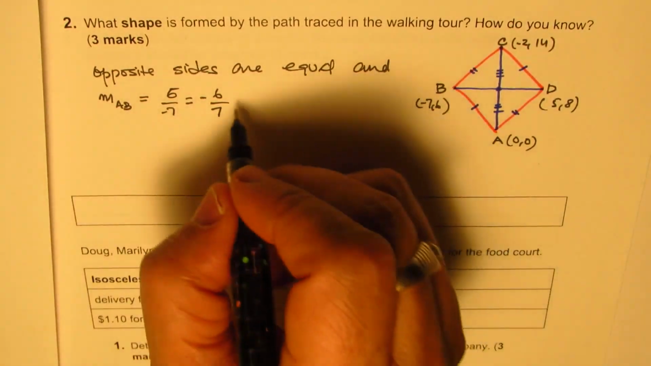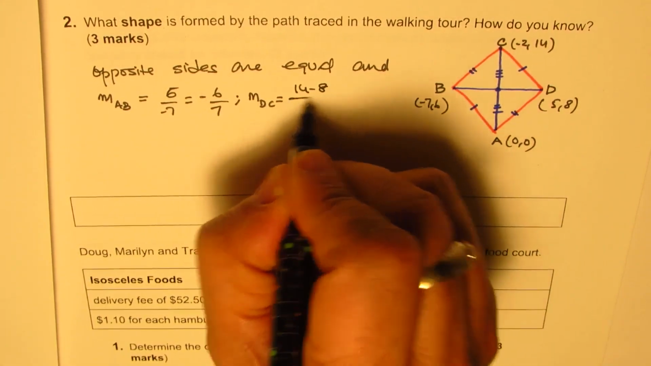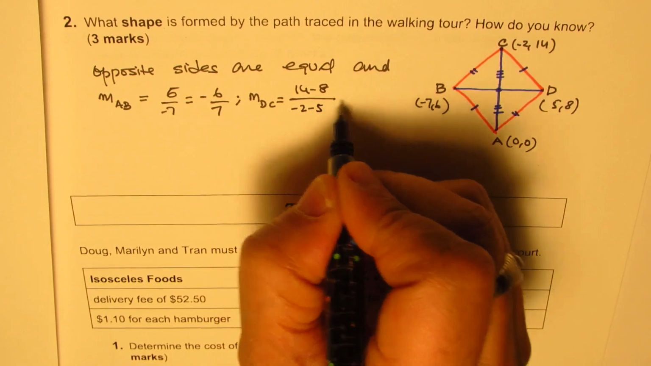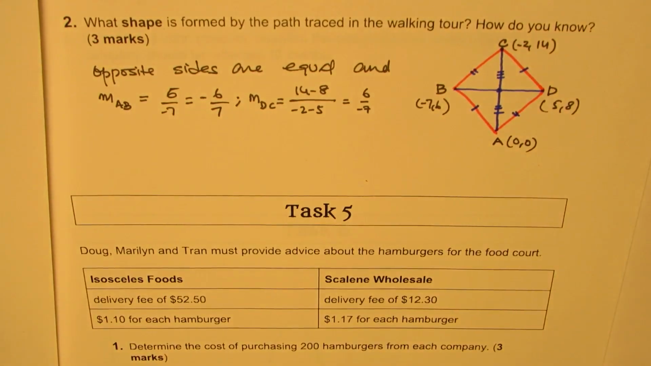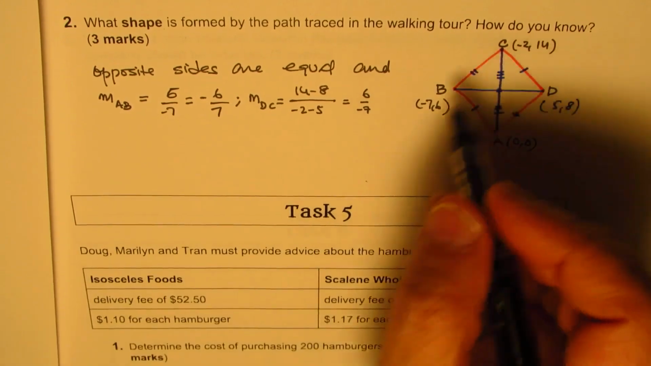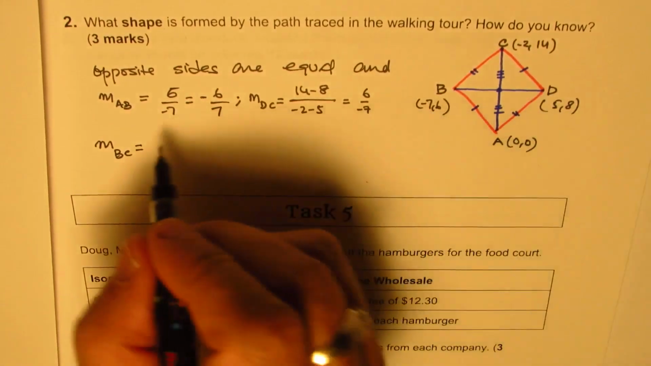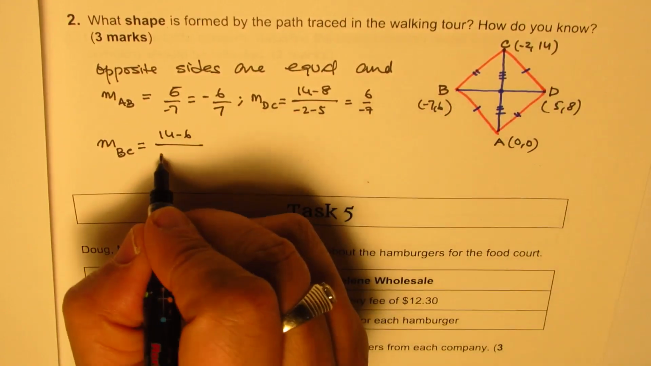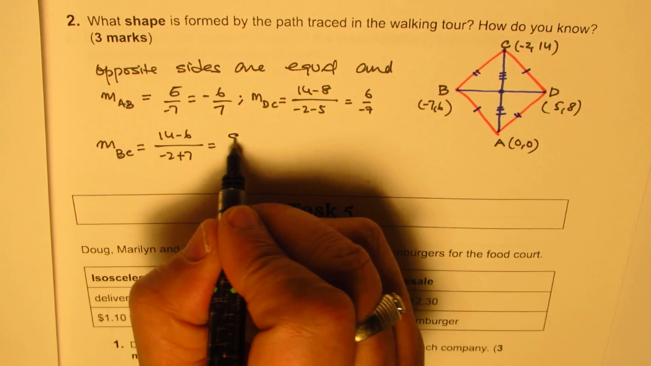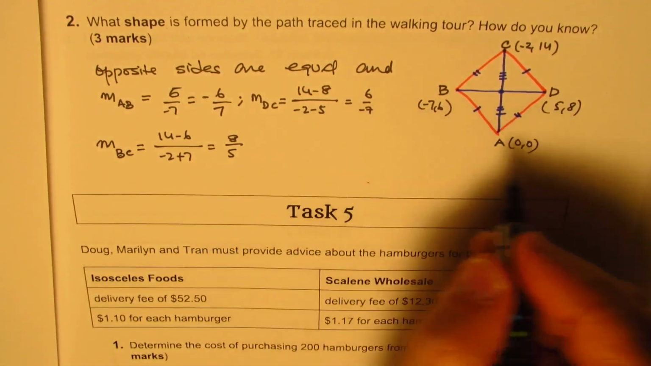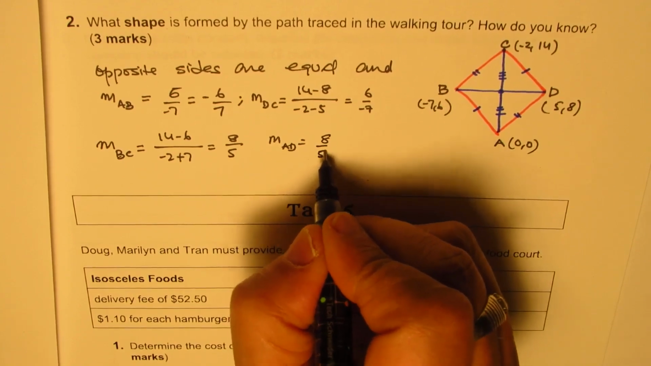And the slope from D to C will be y2 minus y1, which is 14 minus 8 over minus 2 minus 5. So 14 minus 8 is 6, over minus 7. So what you notice here is that the opposite sides have the same slope also, right? So they are equal. And now let's find the slope for B to C. B to C is 14 minus 6 over minus 2 minus 7. So that's what you get, which is 8 over 5. You can see that the slope for A to D is basically 8 over 5, right? So they are also equal.